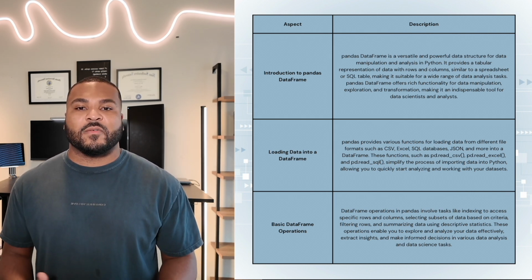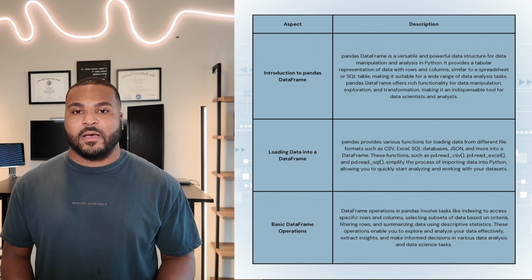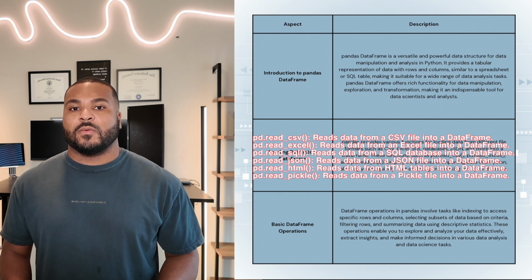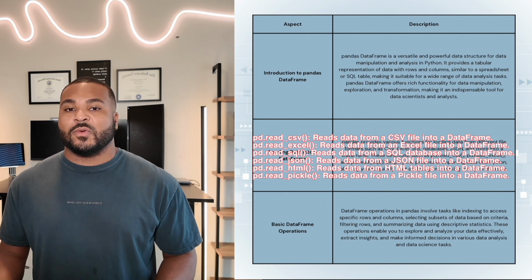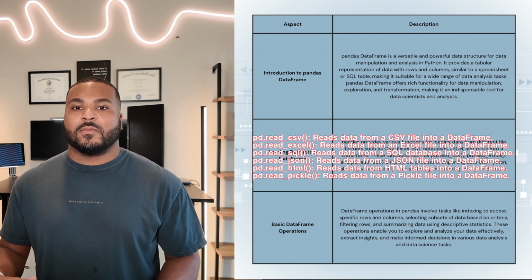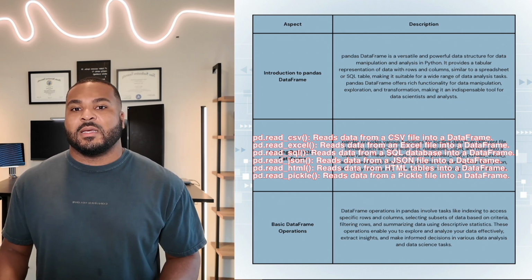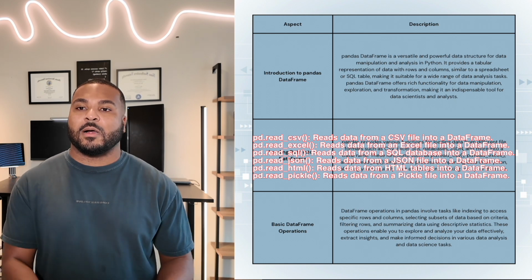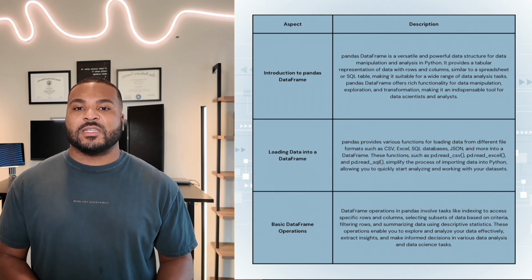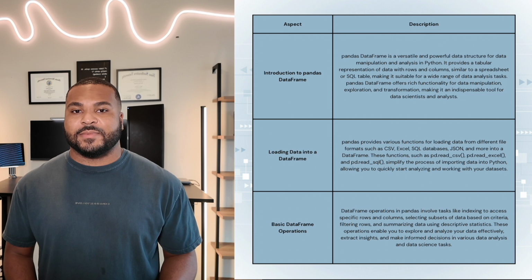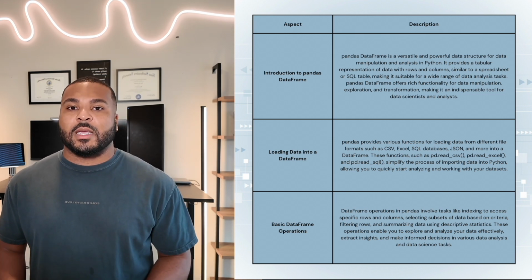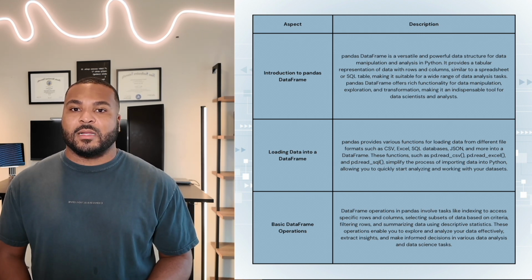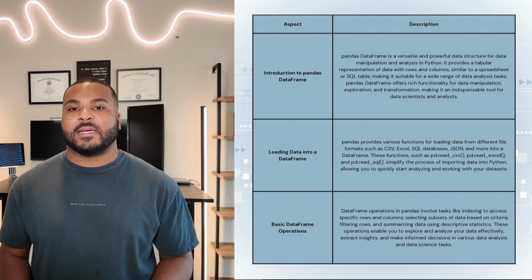Pandas provides several functions for loading data from various file formats into a data frame. So we have the read_csv function, read_excel function, read_sql function, read_json function, and read_pickle function. They all provide different functionalities, and I'll put all that on the screen. These functions automatically infer the data types, handle missing values, and provide options for customizing the import process, such as specifying column names, data types, and index columns.